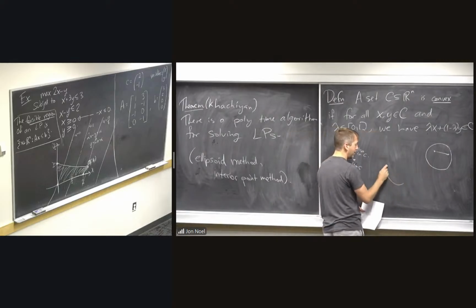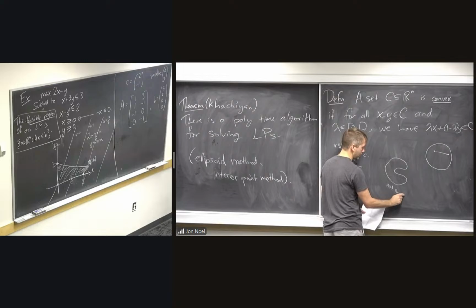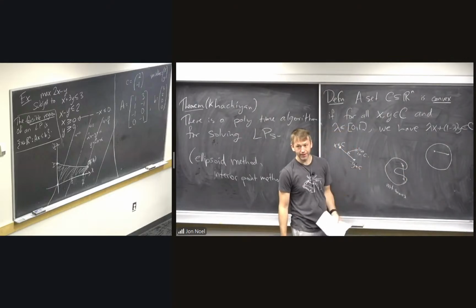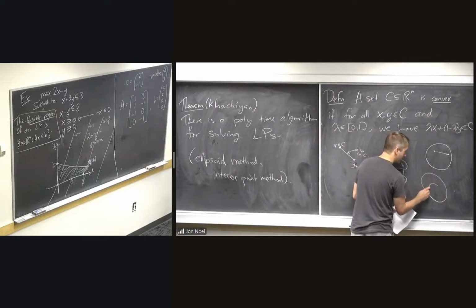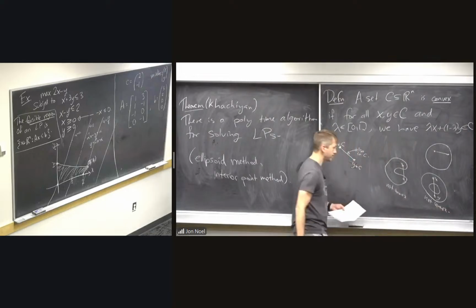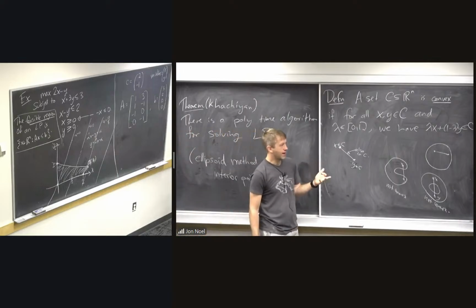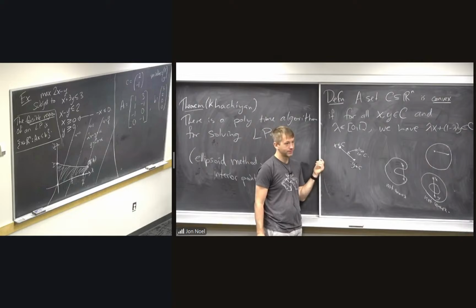If I do something like this, this is not convex. I made the points inside of this shape, because if I took x and y here, the line segment goes outside, right? Also a donut like this, not convex. So an important thing in linear programming is going to be the fact that the feasible region is convex.